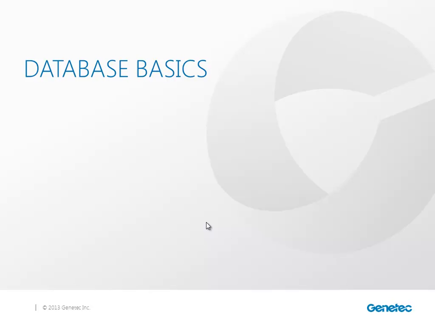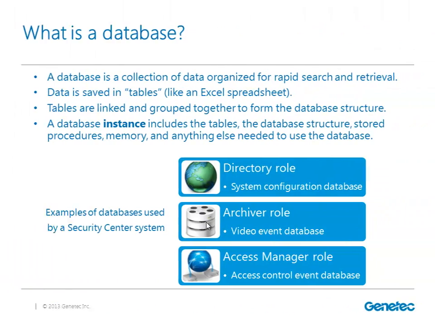Database basics. What is a database? A database is a collection of data organized for rapid search and retrieval. The data is saved in tables, much like an Excel spreadsheet. Tables are linked and grouped together to form the database structure. A database instance includes the tables, the database structure, stored procedures, memory, and anything else that might be needed to use the database.